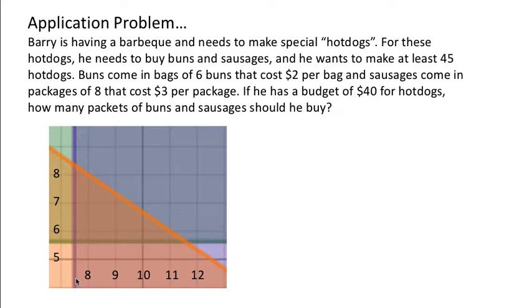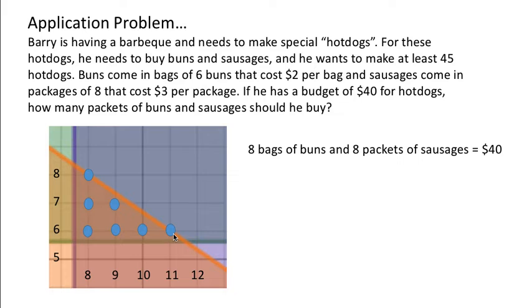So basically we have 8, 9, 10, 11, 12 bags on the B axis and 5, 6, 7, 8 on the y-axis, which is the S-axis, the sausages axis. So what can Barry actually do? He can't buy fractions of a bag, he can't buy fractions of a packet of sausages. He can only buy whole numbers, so there are 7 options for him, which are these dots here. So he could buy 8 bags of buns and 8 packets of sausages.